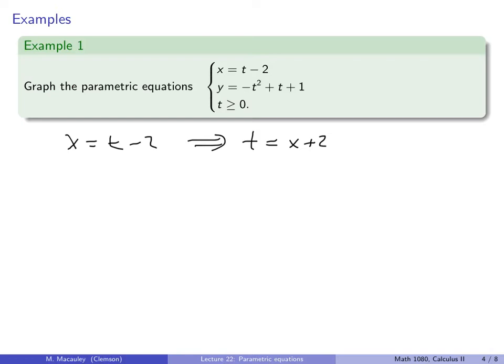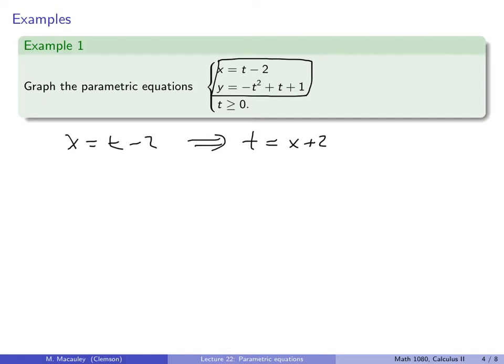So basically what we're doing is these first two equations have 3 variables. There are 2 equations with 3 variables. So if we can eliminate the variable t, now we have something in Cartesian coordinates.